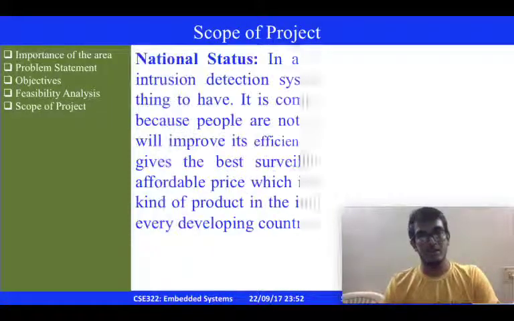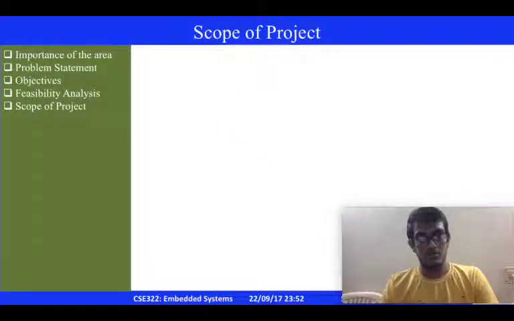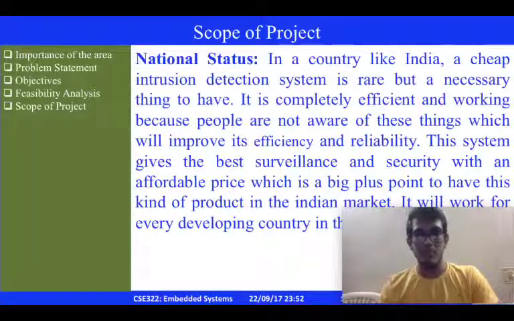And next, we are going to talk about the scope of the project. Firstly, I would like to talk about national scope. Now, in a country like India, having a cheap project is the most important thing, and parallelly it should be efficient also. So using this prototype, it is going to be a cheap intrusion detection. It is completely efficient and working because the people here are not aware of these technical things, so it will also improve the efficiency and reliability in a country like India.